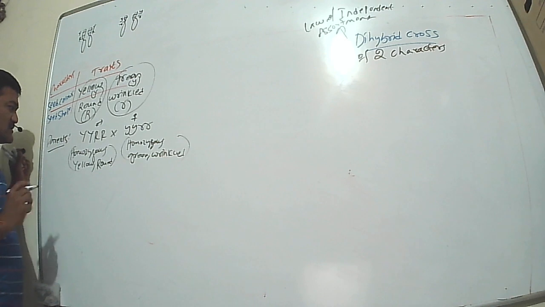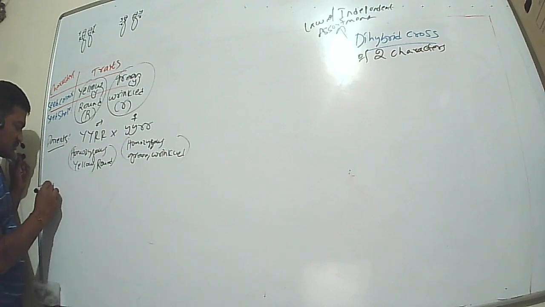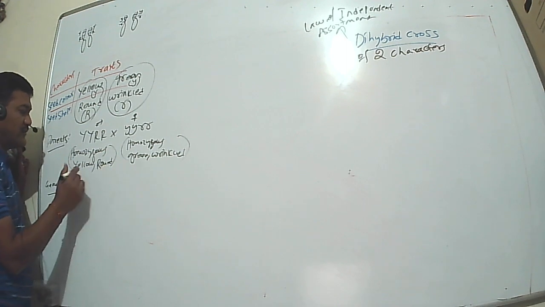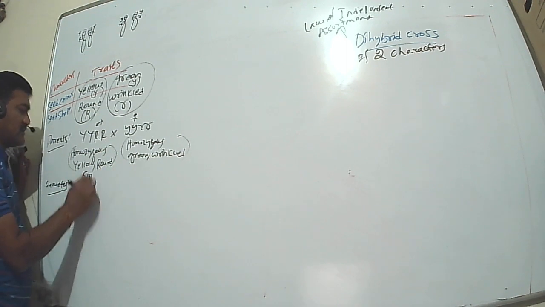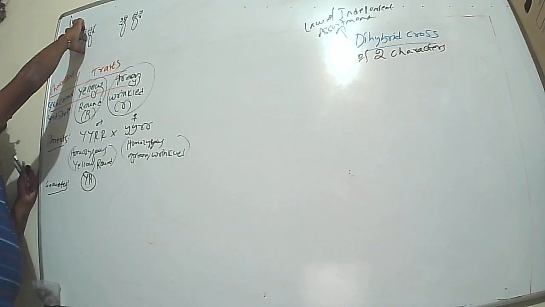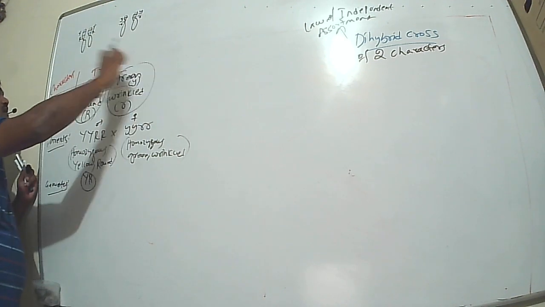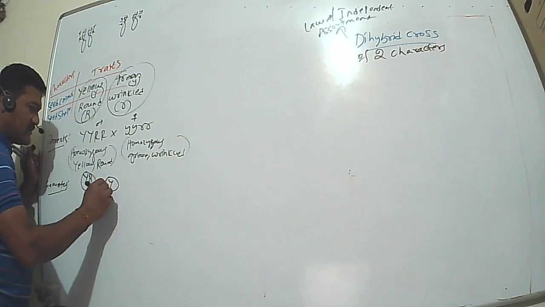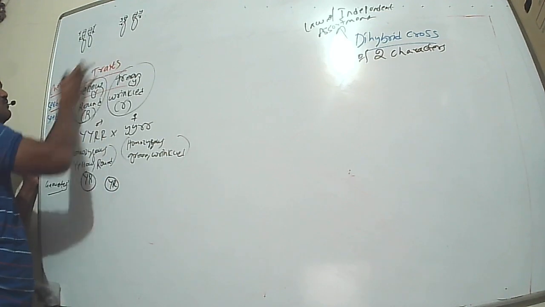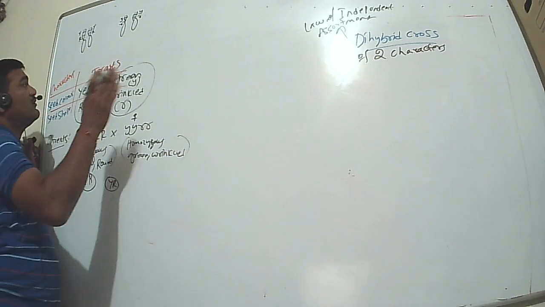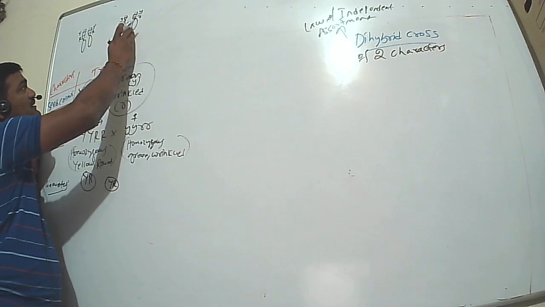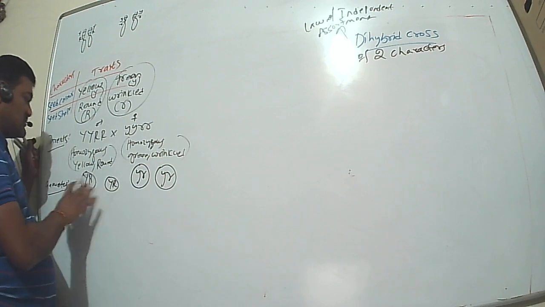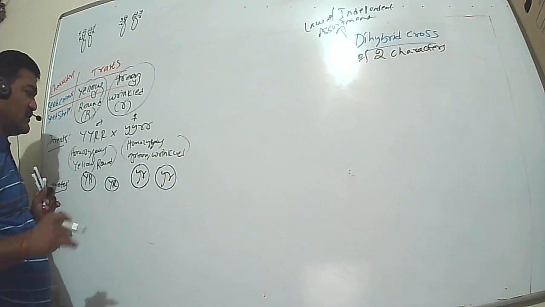Now, these parents, what gametes can they produce? It can produce only one type of gametes, which is capital Y, capital R, isn't it? Because this chromosome comes into one gamete, this chromosome comes into one gamete. So I'll get capital Y, capital R into one gamete, and capital Y, capital R into another gamete. Similarly here also, according to the law of segregation, if this chromosome comes into one gamete, this chromosome into another gamete, so I'll get small y, small r, small y, small r. These are the possible gametes I got.